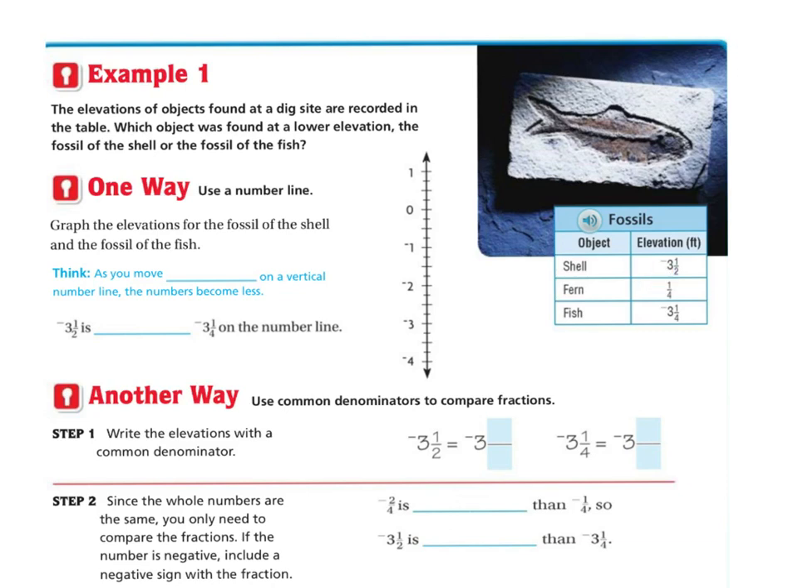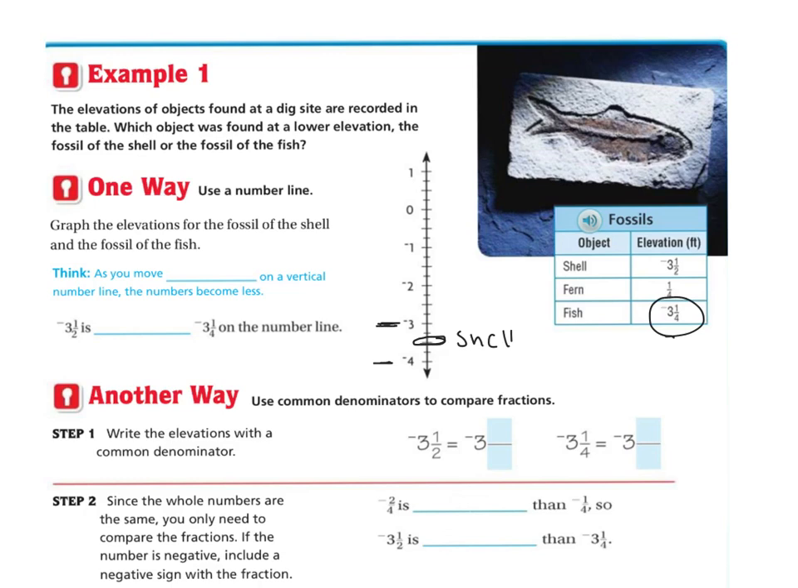elevation. So this is -3 and that's -4. So -3.5 is going to be right in between the -3 and the -4. So this is the shell. And then the fish was -3.25. So that, again, there's -3.